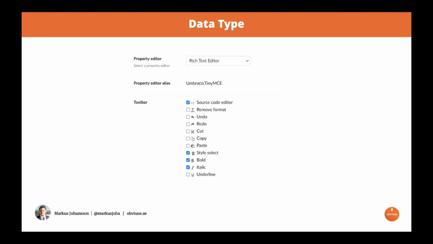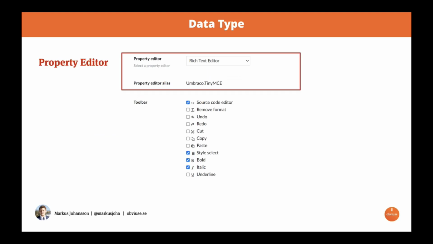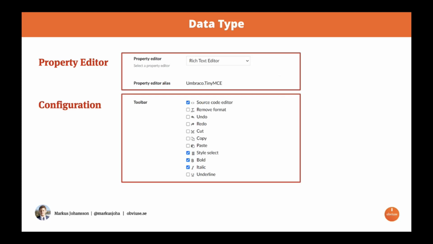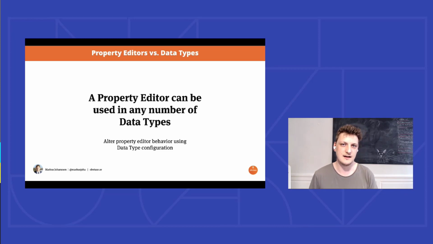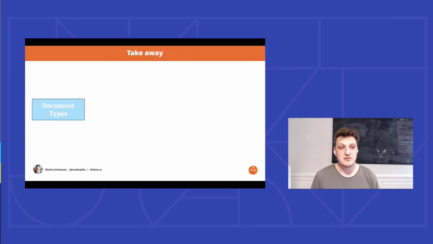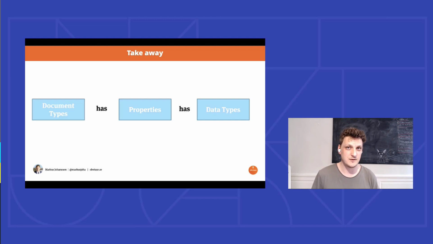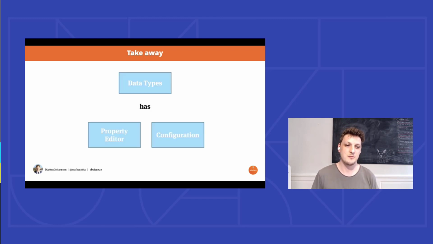If we look at a rich text editor, for example, we choose the property editor, rich text editor, we configure the toolbar, and this will make our data type. So a property editor can be used in any number of data types. So we can use the same visual element from the property editor and alter its behavior using the configuration. So this is really important, the distinguishing between the property editors and data types. So a document type has properties that have data types, and the data type has a property editor and configuration.